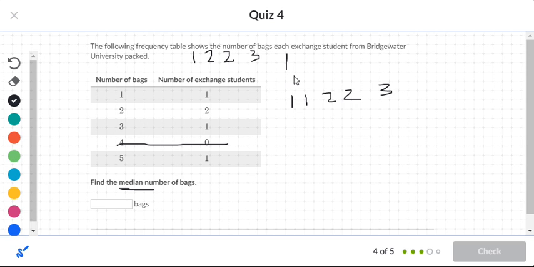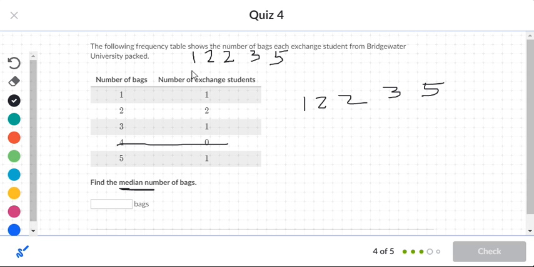Actually, this is incorrect here. That shouldn't be 2 ones there. That should have been a 5. So we should have had 1 one, we should have had 2 twos, and we should have had 1 three and a 5. So let's start again with our sorting. Right here we're going to have a 1, a 2, a 2, a 3, and a 5.